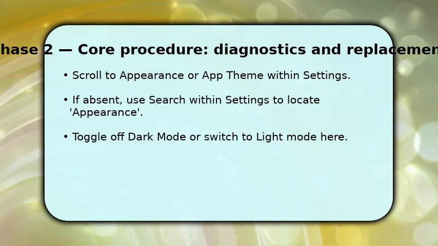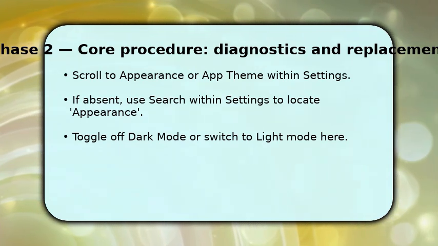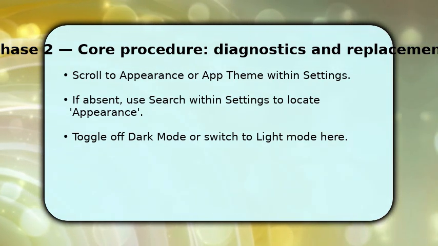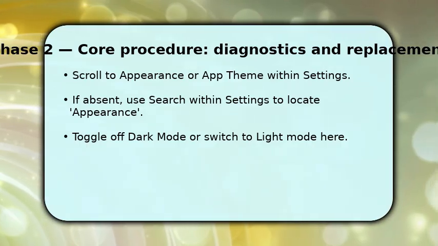Once in Settings, scroll deliberately until you see Appearance or App Theme. Snapchat sometimes buries it. If you can't find it, use the Settings search field and type Appearance. This surfaces the control quickly.